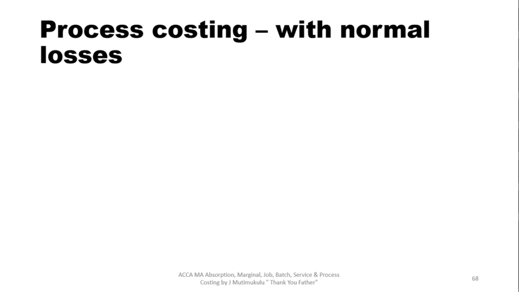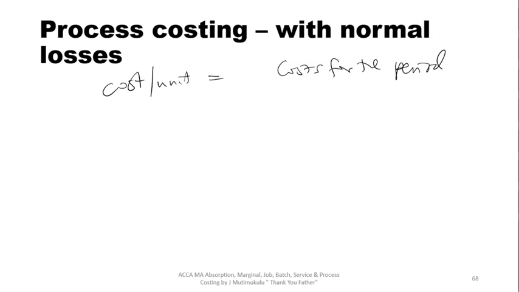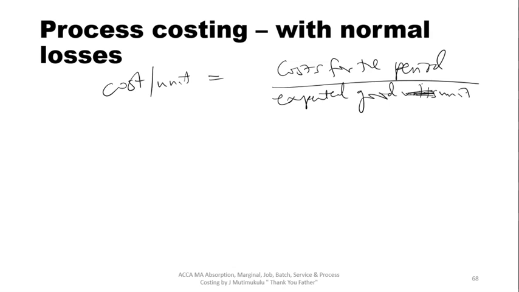So when it is normal, then we have to actually consider the following formula, where we are saying the cost per unit should equal the total cost for the period, all divided by the expected good units. The expected good units for that period.